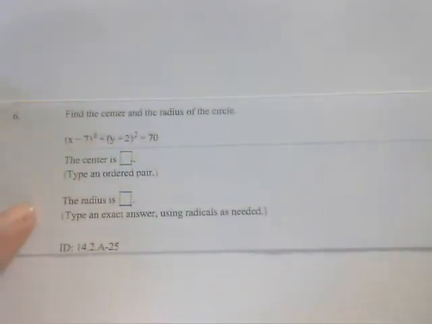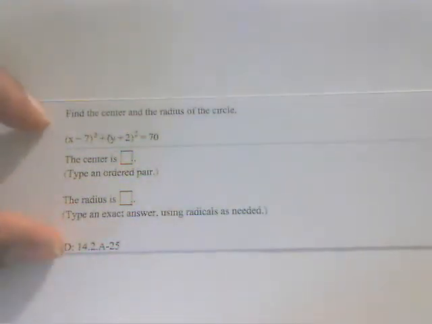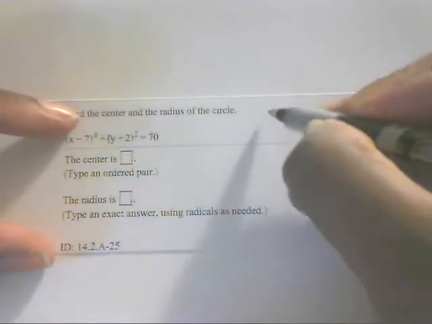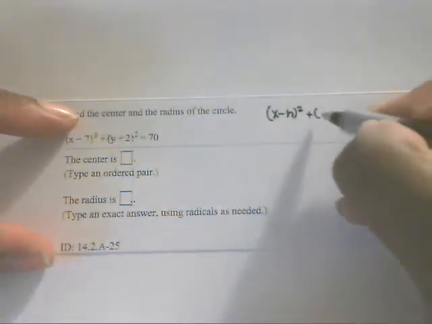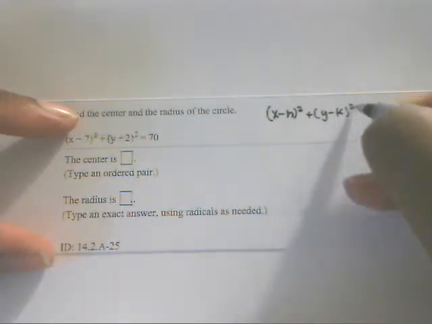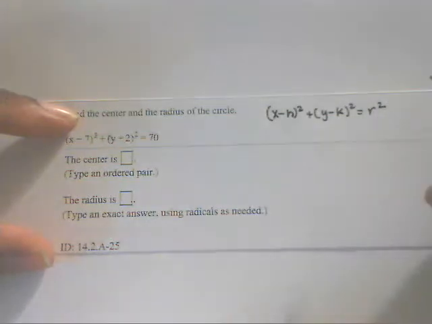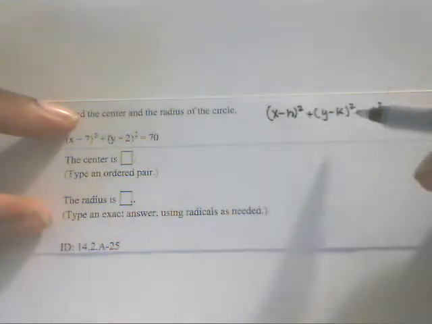Okay, here's another example. This one deals with a circle, but this time you're going to find the center and the radius of that circle. Here you got (x minus 7) quantity squared plus (y plus 2) quantity squared is equal to 70. Okay, so here we need to know what standard form is. (x minus h) quantity squared plus (y minus k) quantity squared, that's equal to r squared. The center is always h and k.